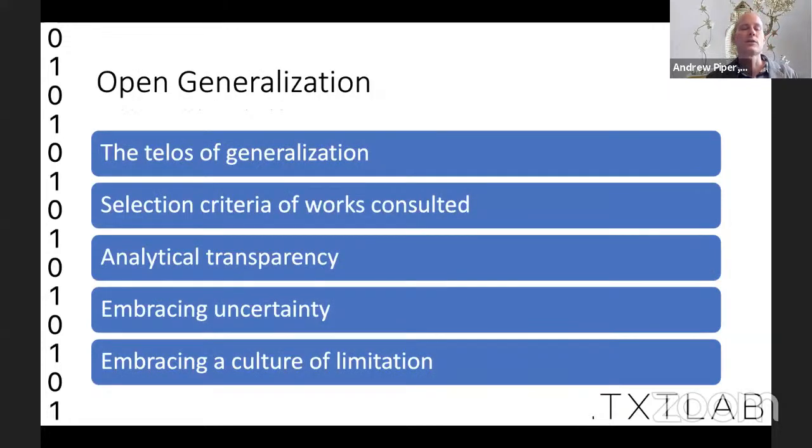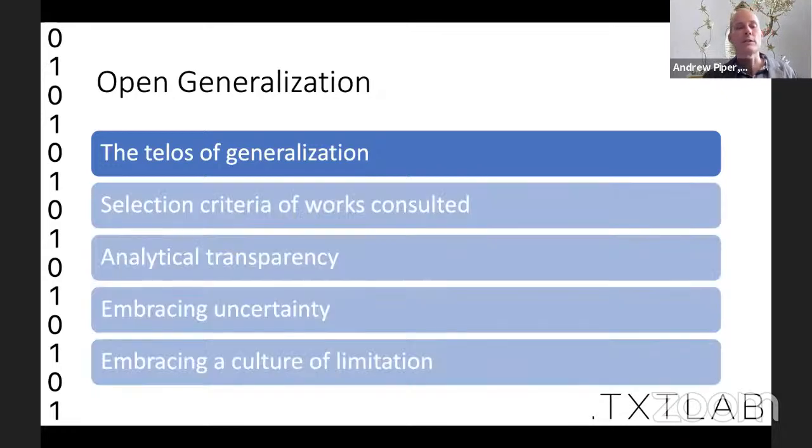But I'm interested in staying with this idea of generalization. How can we do it better? What can we learn, even if we're not using machine learning, that is to say, even in a world of close reading, about how we can generalize better? So what I'm going to walk you through here are the final steps of what I call open generalization. This is the program I want us to get our heads around and really embrace as literary scholars, and it draws on principles that machine learning and computational analysis can teach us about how to be good generalizers.